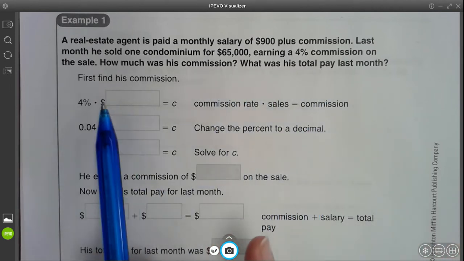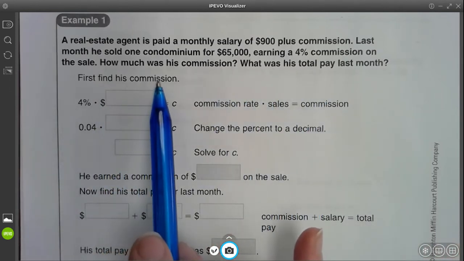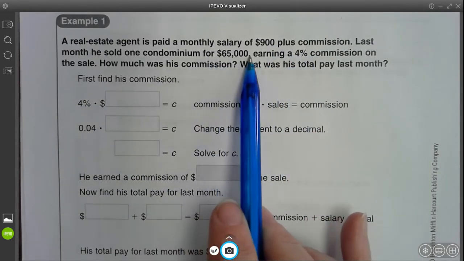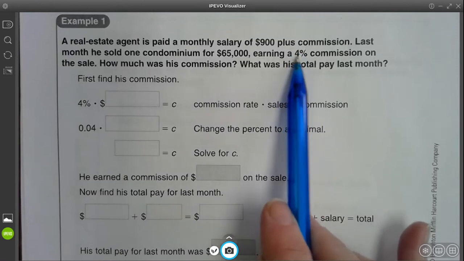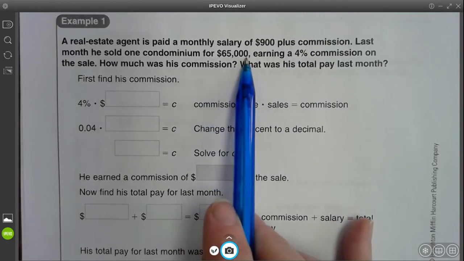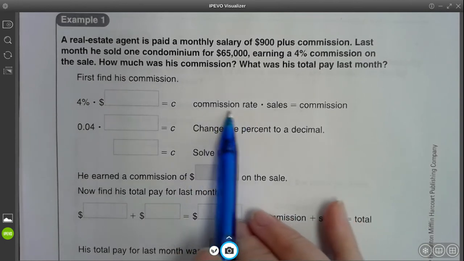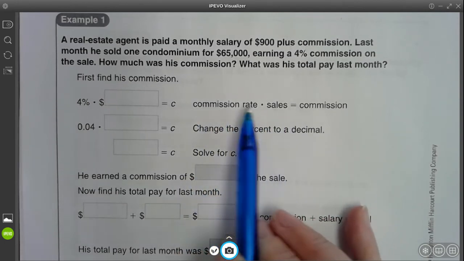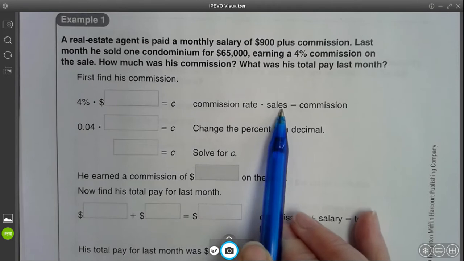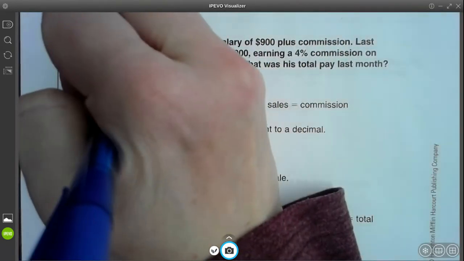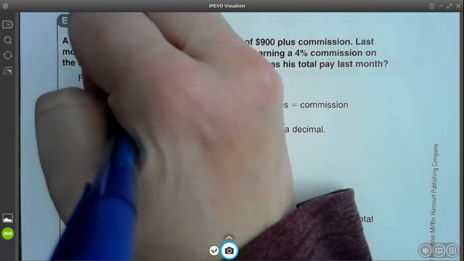Okay, so first of all, we need to find his commission amount. He's earning a 4% commission on the sales, so it's 4% of the sale price of the condominium. Here, it's the commission rate times the sales. Percent of the sales equals his commission amount. So it's 4% of $65,000.